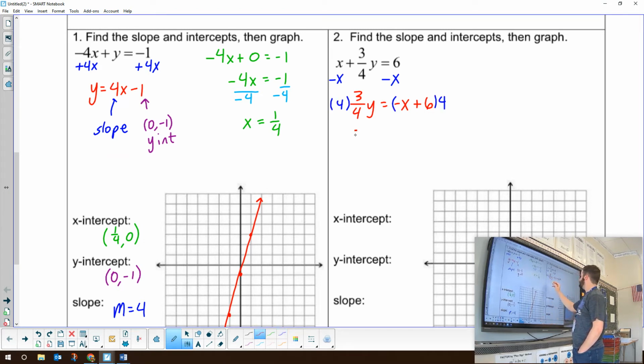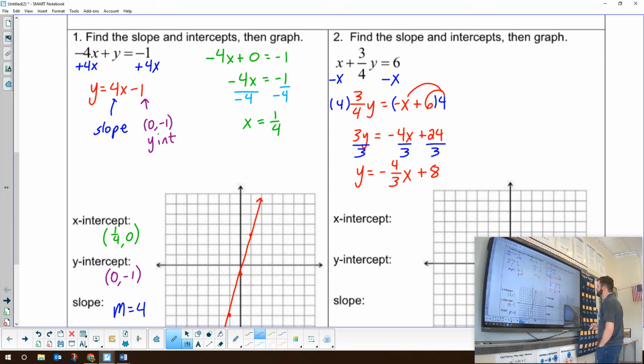Okay? And we're going to end up with 3y equals, and I need to distribute this to both of these guys. So we're going to go 4 times negative x is going to be negative 4x. 4 times 6 is 24. And then I'm going to divide both sides by 3. And so we're going to end up with this. We're going to end up with y equals negative 4/3 x plus 8.